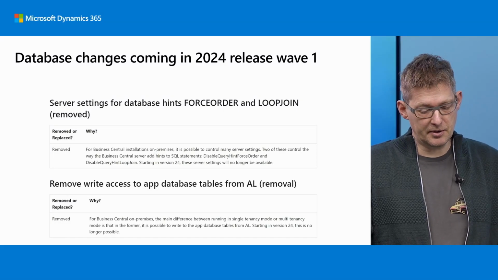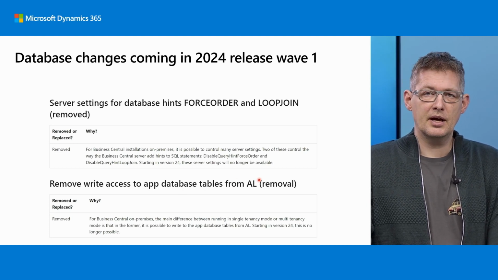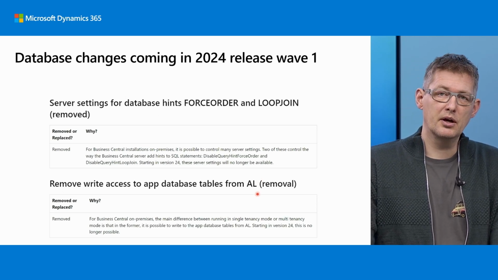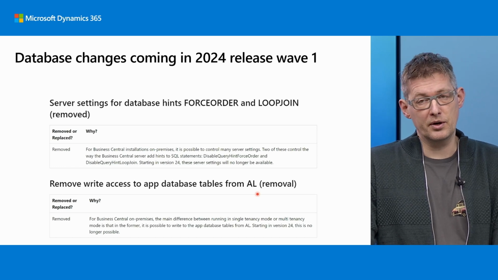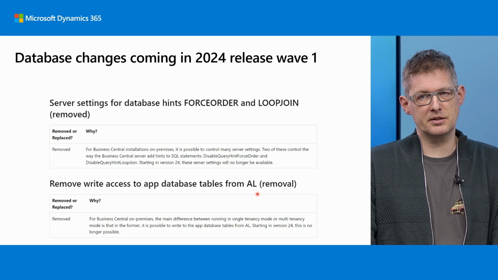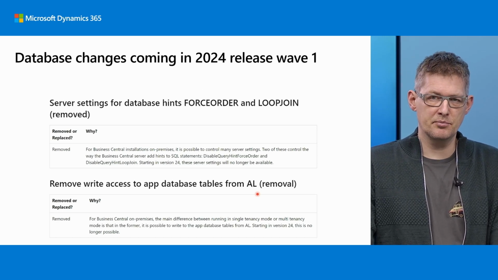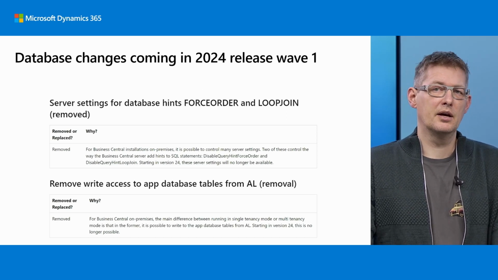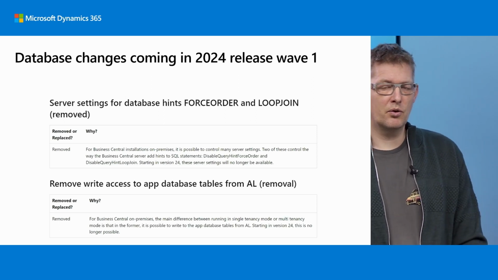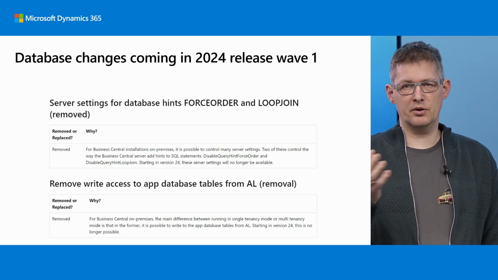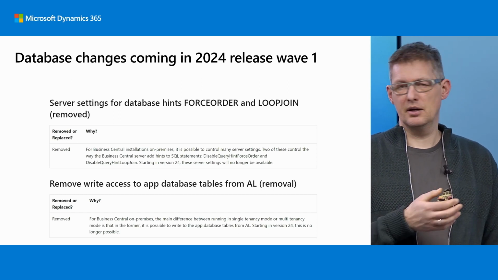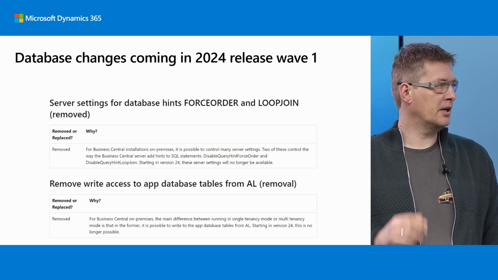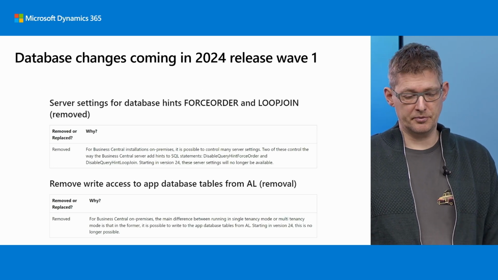Sorry about that. The second part is that we are going to remove internally what we call single tenancy mode. And the most important thing, or the only difference between single tenancy and multi-tenancy mode for on-premises, is that in single tenancy mode, you can write to the application database tables from AL. So we are going to remove that. We are unlikely going to remove all the PowerShell commandlets and so on that you use if you have single tenancy. So you can probably still do that from version 2024, but we need this to be able to optimize the server. So we're removing this.